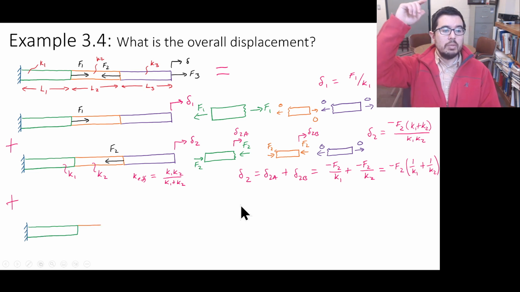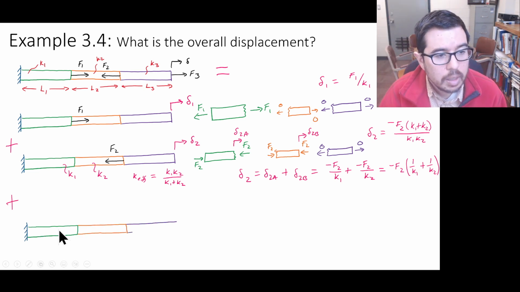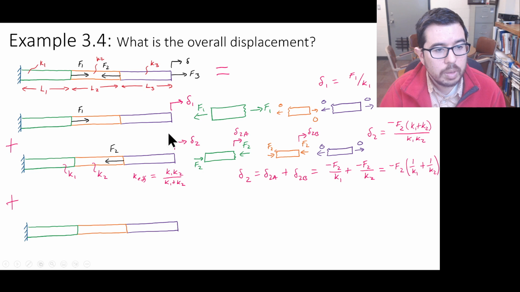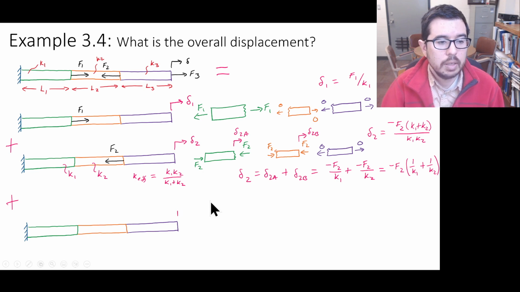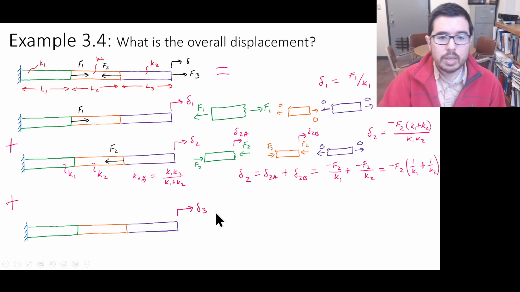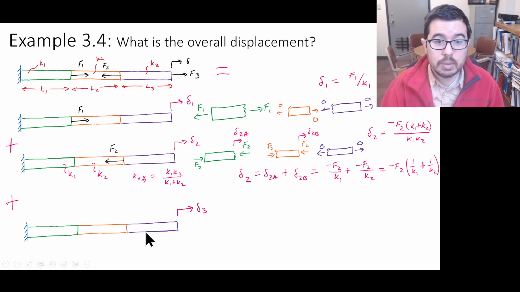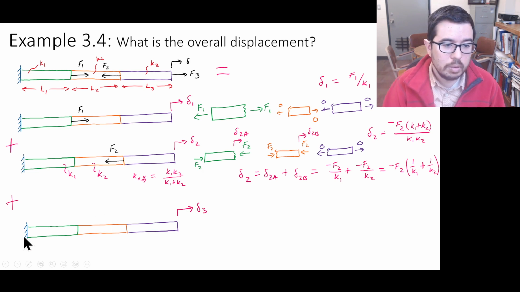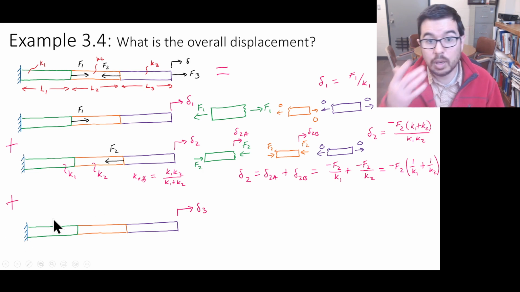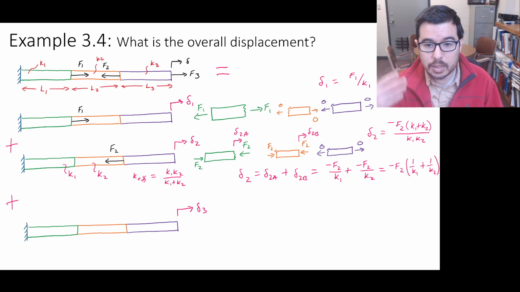Next, we have a system where we apply F3 on the end. And we're going to look at F3 and we're going to look at delta 3 there. Now, this one may be the simplest one. You're like, oh, it's just 3 springs in series. And you're right. And you don't have to think about the reaction forces or internal forces, just give me the effective spring constant and we're good.